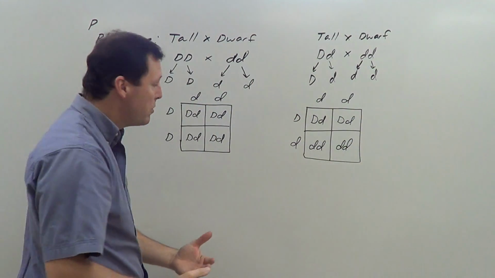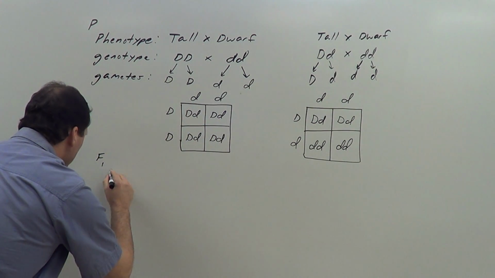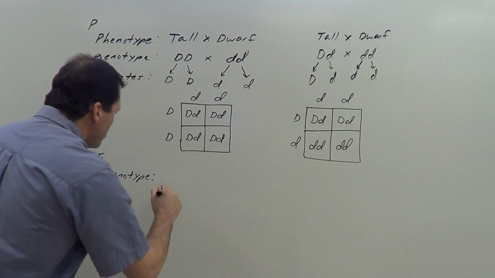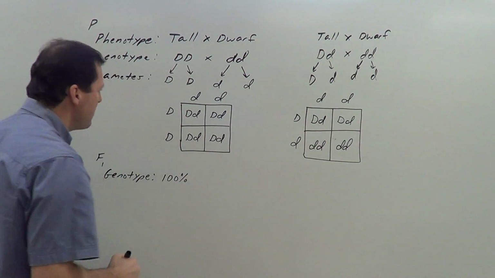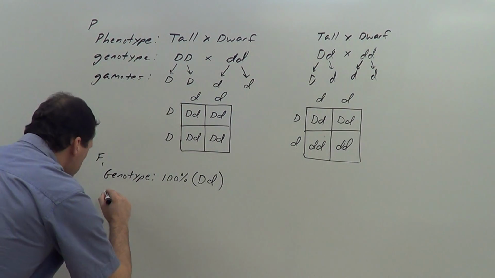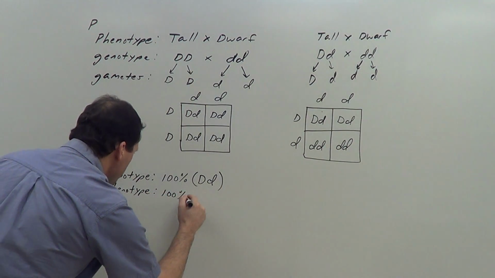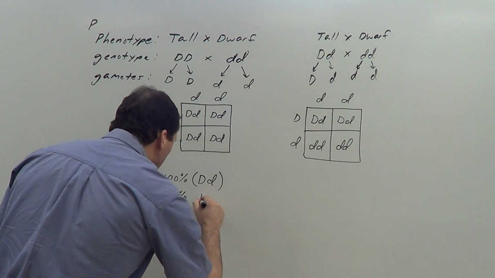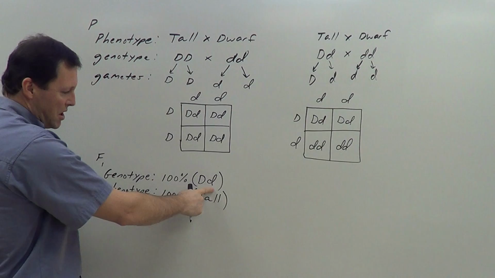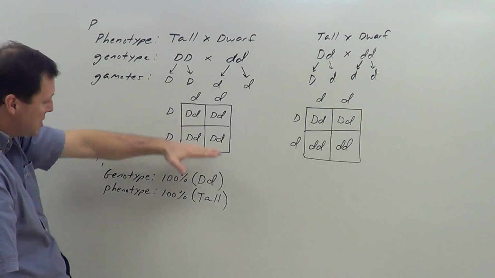Let's summarize our results. So these are going to be the F1s, and I'll start with genotype. Now here, 100% of my genotypes are going to be heterozygous, capital D, lowercase d. And in terms of phenotype, 100% are going to be tall, because the capital D for tallness is dominant to the lowercase d for dwarf. So 100% of my offspring are going to be tall in this particular case.